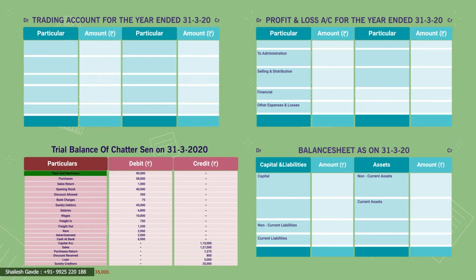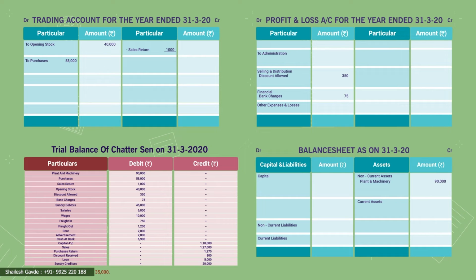The first item is plant and machinery. It's a non-current asset, 90,000. Purchases, trading account, debit side, 58,000, inner column. Sales returns will deduct from sales in trading account, credit side, 1,000. Opening stock, trading account, debit side, 40,000. Discount allowed, P&L, selling and distribution, 350. Bank charges, profit and loss account, financial expenses, 75.